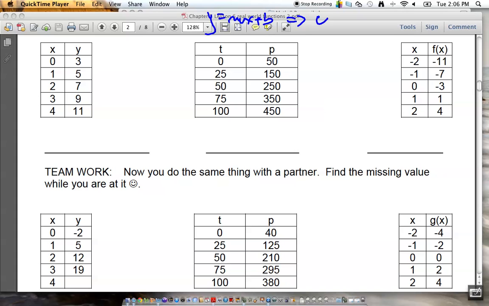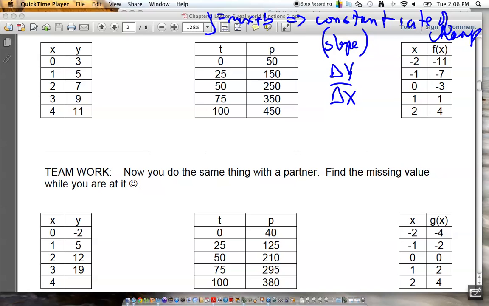And linear means that there is a constant rate of change. And we know what the constant rate of change is often called in an equation. It's called slope, which is the change in y over the change in x. So for every one of these, I want to figure out y equals mx plus b. And this is an extremely important skill that we learn during the year. Okay? So for all of them, I'm going to figure out what's the slope and what's the y-intercept.